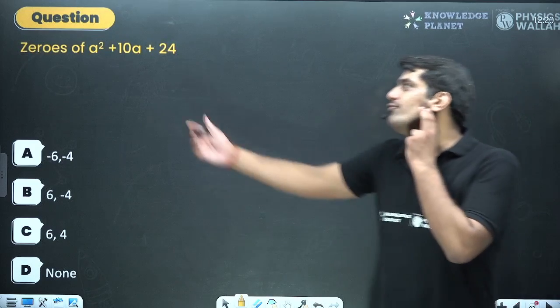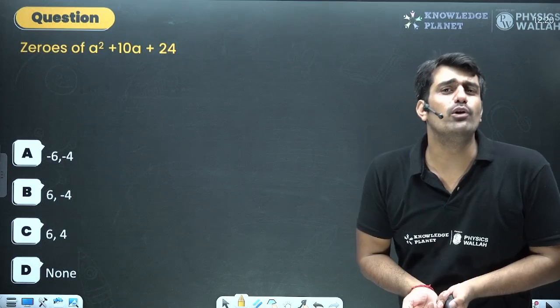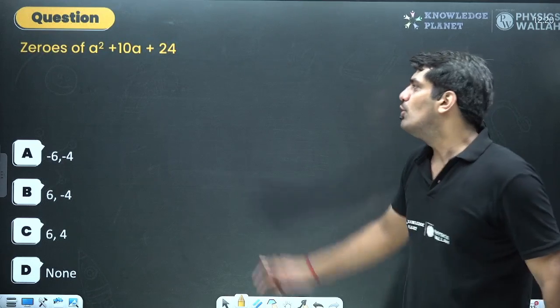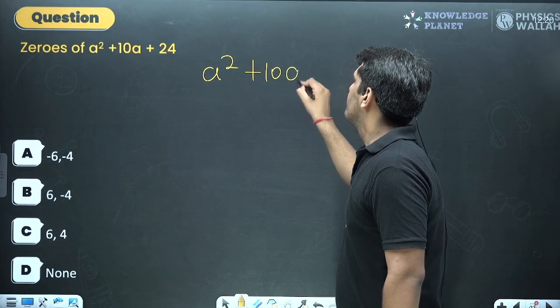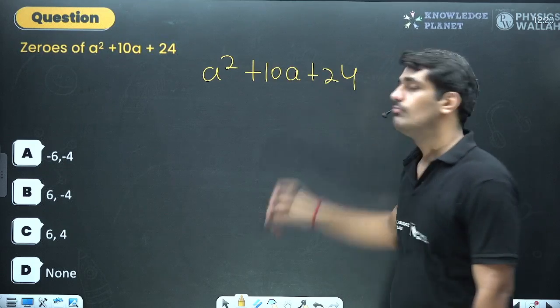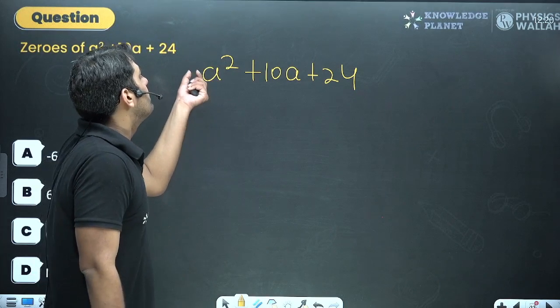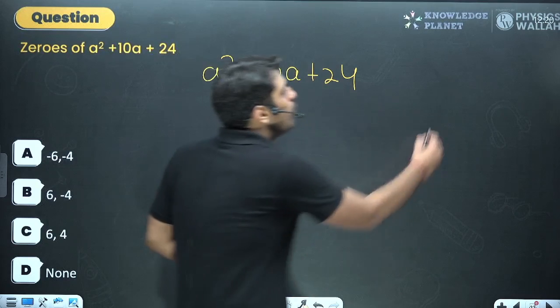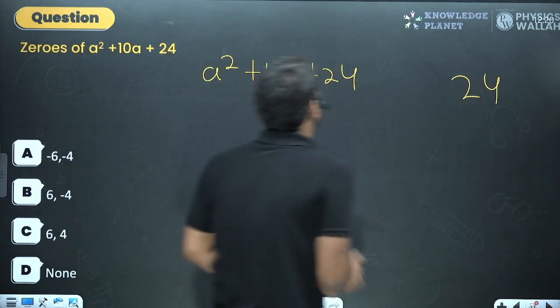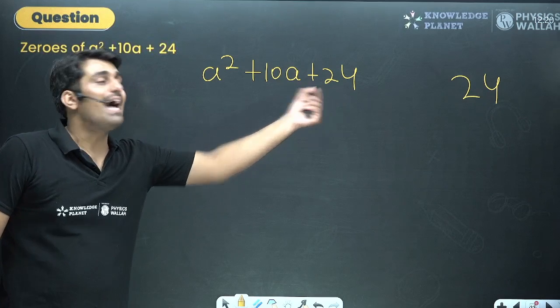Now, if you have to find the zero of the given polynomial over here, the only method I have told you is splitting the middle term. So, split the middle term for this given part. What we need to do? First step, multiply the coefficient of x square with 24. Over here it is x square with 24. Factorize 24 in such a manner that we get the addition as 10 and the product as 24.